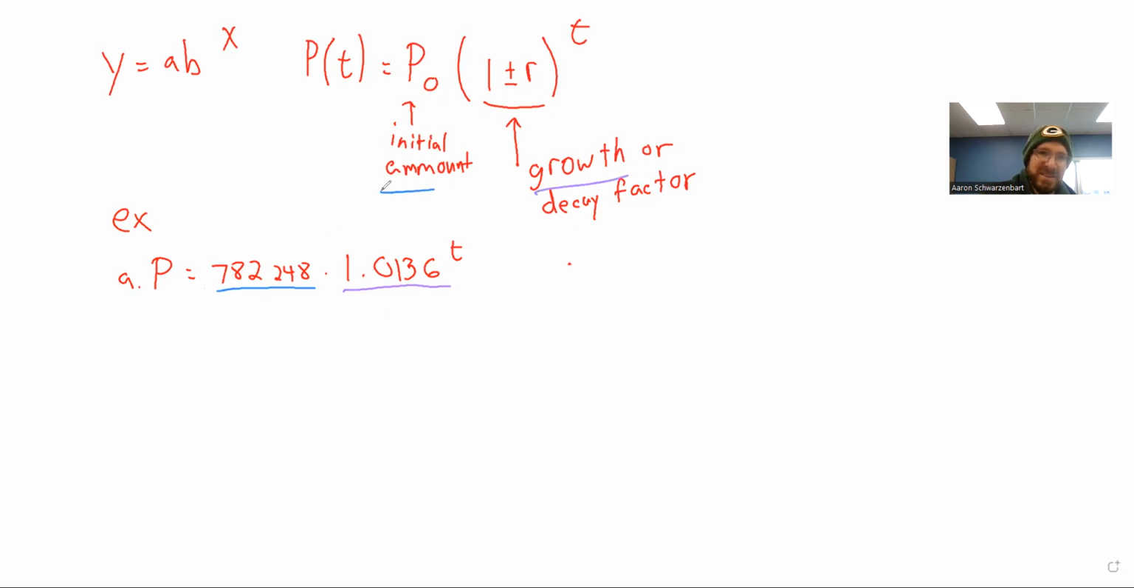is 1.0136, meaning my growth rate, r. So here I could say 1 plus r is 1.0136, and I just subtract 1 from both sides, and I get r equals 0.0136. When I convert to a percent, I move the decimal to the right 2 places. So I could say that is 1.36% each year. That's how much the population grows each year, which is quite a bit for a population.